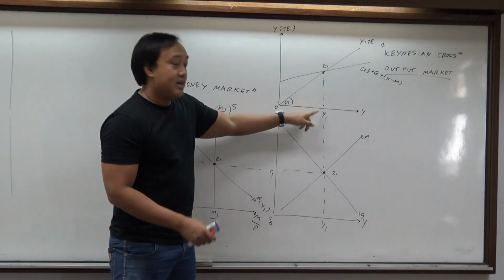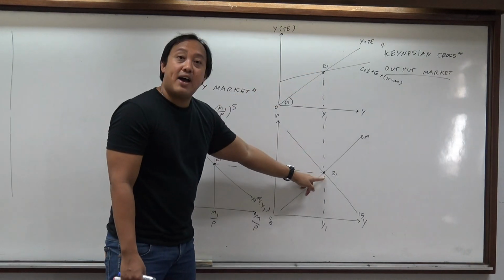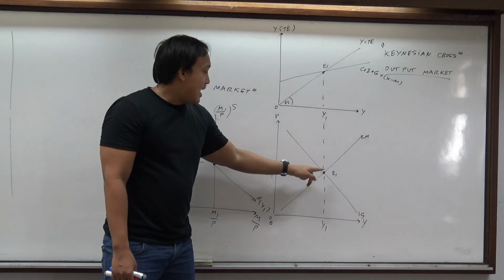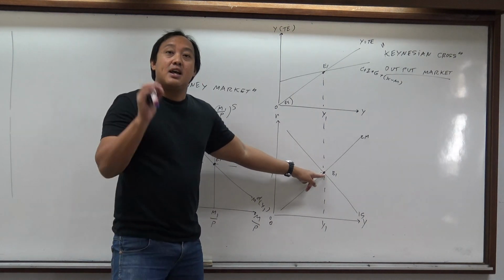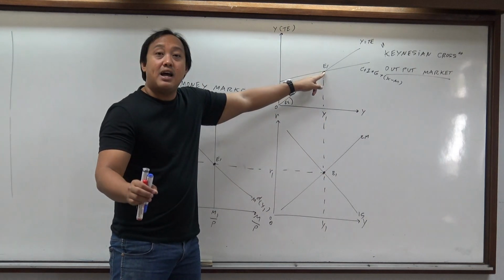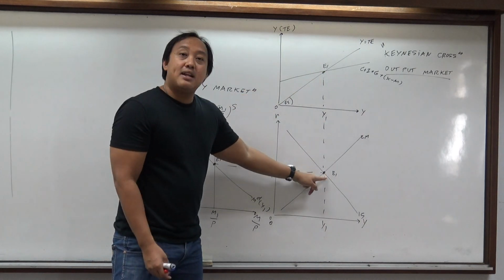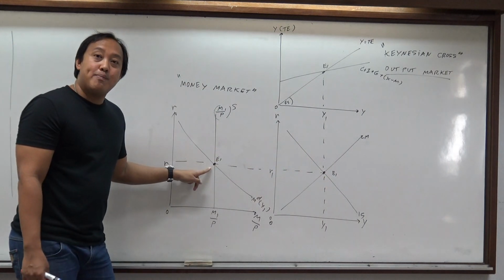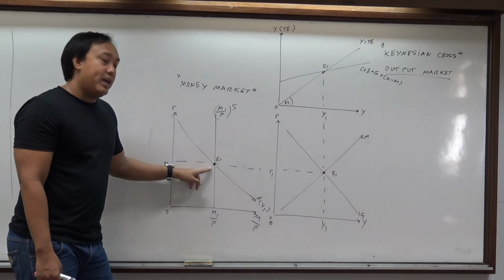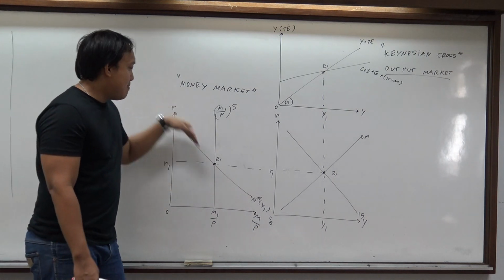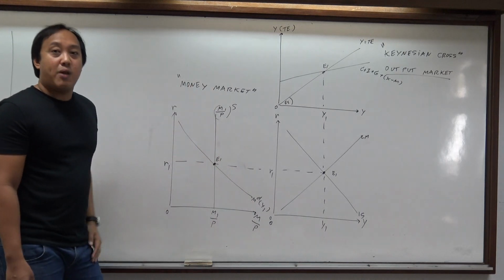Y1 here links to the IS curve intersecting with the LM curve, where you have the equilibrium point E1. This point E1 stays on the IS curve that represents equilibrium in the output market. And this point also stays on the LM curve that represents equilibrium in the money market.